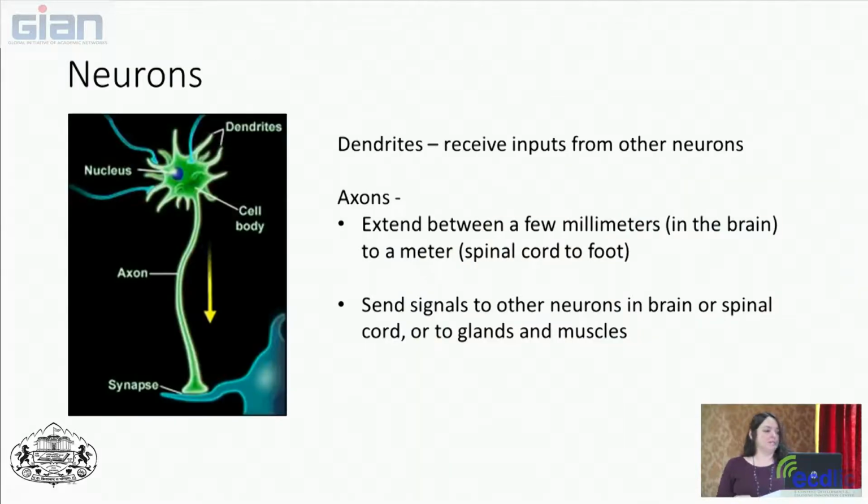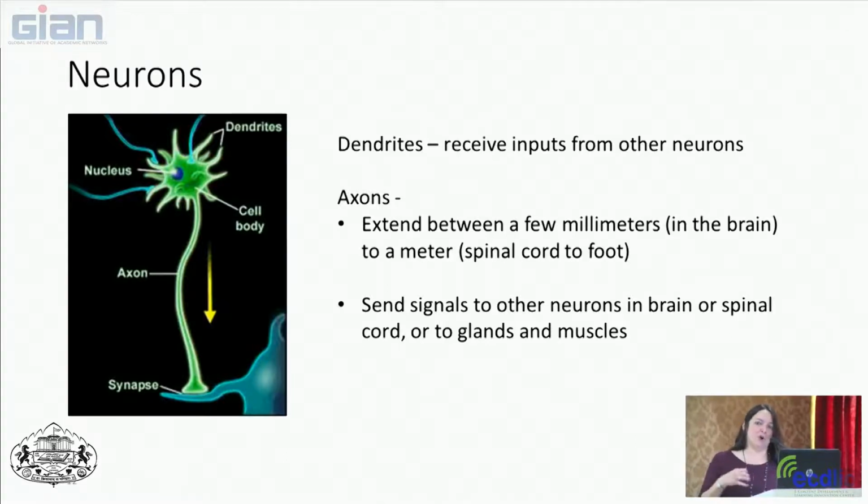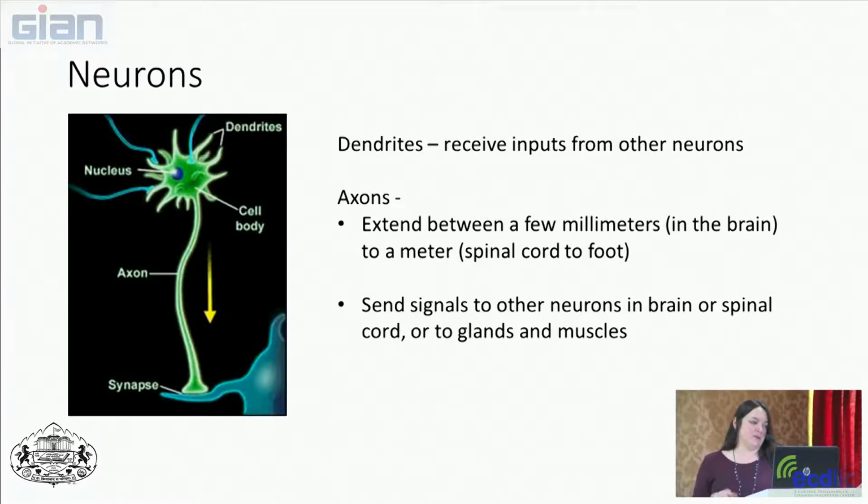Okay, the neurons have two main parts. The dendrites, which is the part that receives information from other neurons. So this is the intake part of the neuron. And the axons. So the axons are what sends the information along to another neuron or to different parts of the body. And these axons can extend between being a few millimeters long to even up to a meter long. And like I said, they send the signals out.